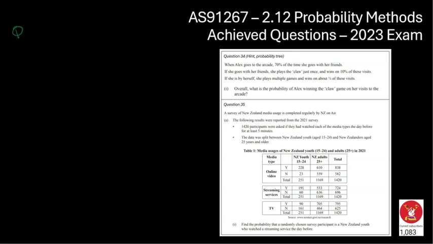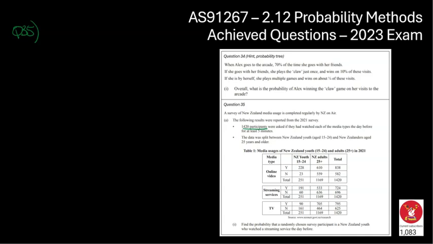Okay, we are now on to question number 35. And we've got a survey of New Zealand media usages, and that was completed by New Zealand On Air. We've got the following results from a 2021 survey. There were 1,420 participants in total, and that matches what we see on the table. We see that 1,420 total coming up a few times in my data.